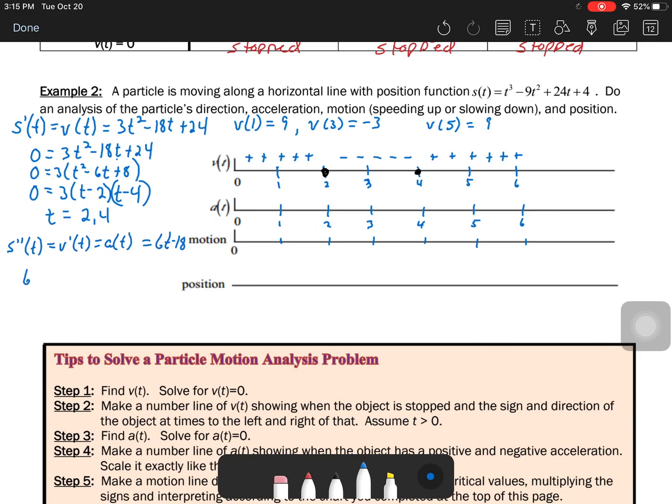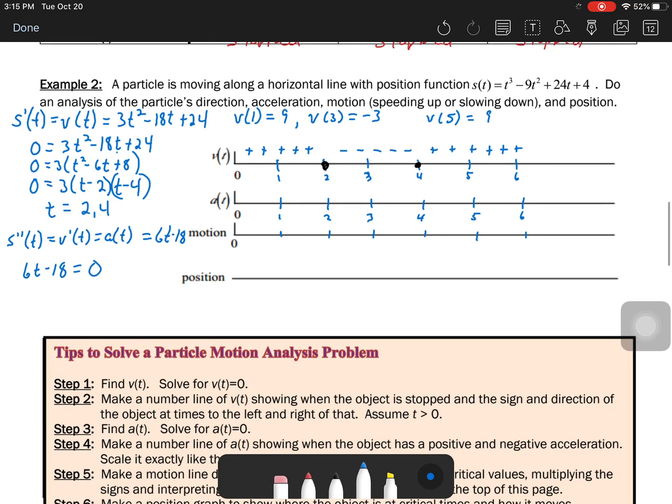Now I want to set that equal to 0 to see where the acceleration would equal 0, and that will tell me where it might possibly change from positive to negative. If I solve this, set it equal to 0, add 18 and divide by 6, I get t equals 3. At that time, I'm going to put a dot there. That's where I might have a change in my acceleration.